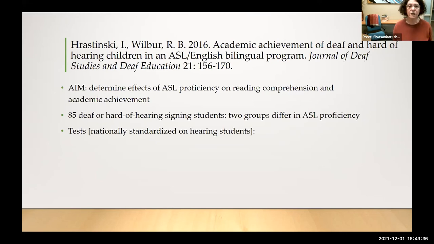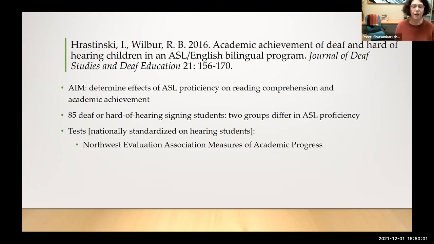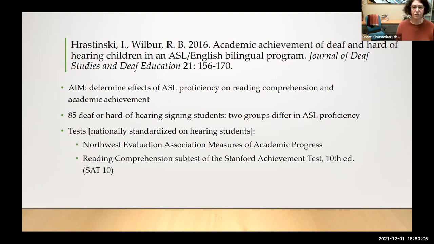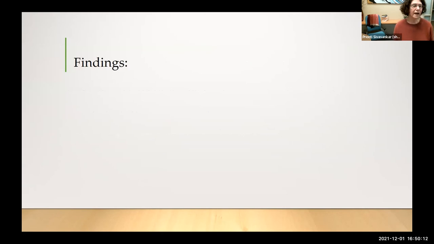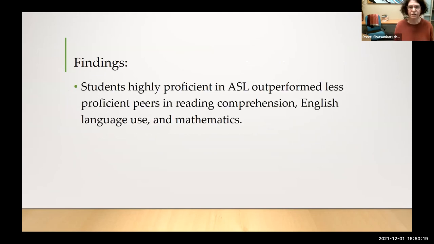These were tests that were standardized on hearing students, because typically what happens is when you look at how deaf children are progressing, they are often compared to how hearing children are or would be if they were hearing. And we wanted to use the data that showed which deaf children were functioning like hearing children. So the Northwest Evaluation Association measures and the reading comprehension subtest of the Stanford Achievement Test. So findings. This isn't going to surprise you if you've been following what I'm saying, but the students that are highly proficient in ASL outperformed less proficient peers in reading comprehension, English language use, and math.